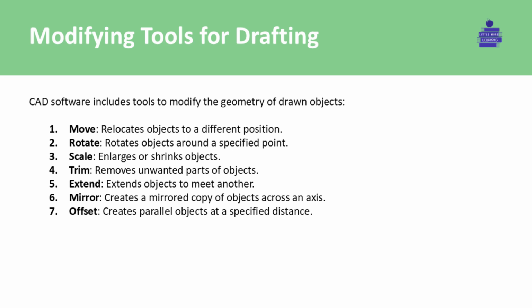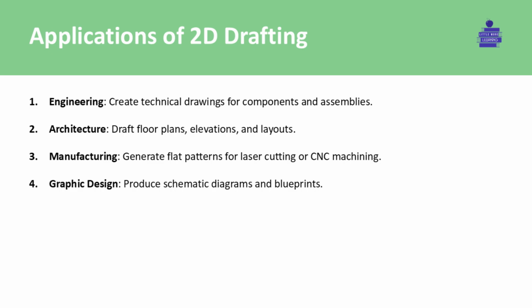Trim is like having precise digital scissors, allowing you to remove unwanted parts of objects. Extend works in the opposite way. It's like stretching an element until it meets another object. Mirror creates perfect reflections of objects, essential for symmetrical designs. And Offset? It's like creating a parallel copy of an object at an exact distance, perfect for things like wall thicknesses or parallel paths. Let's explore how 2D drafting transforms various professional fields.